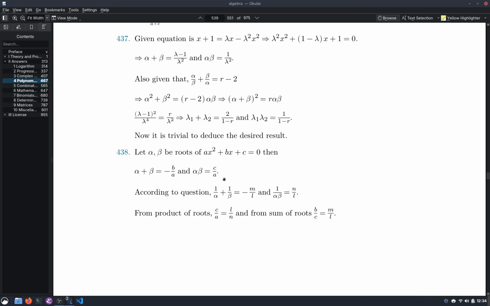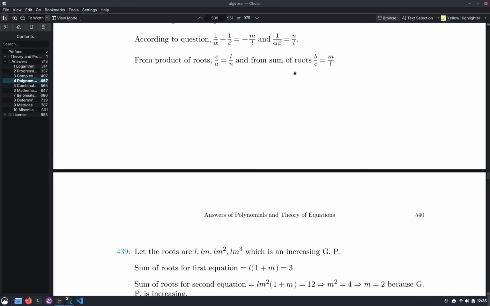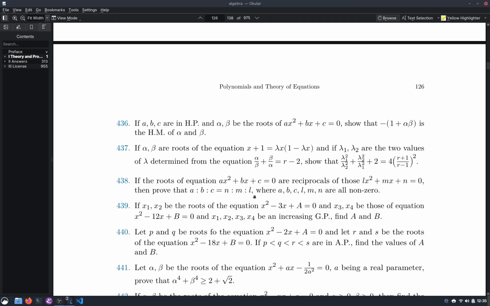So from the product of roots, that is this and this, we can say that c by a is equal to l by n. And from the sum of roots, if you take LCM, it will become alpha plus beta by alpha beta. That is minus of b by a by c by a. So a will get cancelled, it will become minus b by c. So b by c is equal to m by l. And from these, you can have this. That is a is to b is to c is equal to n is to m is to l.